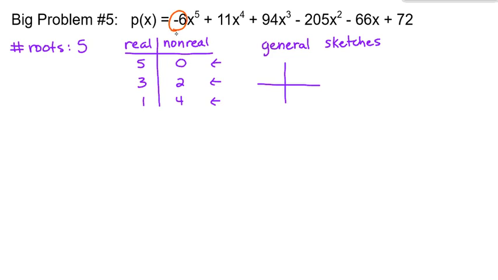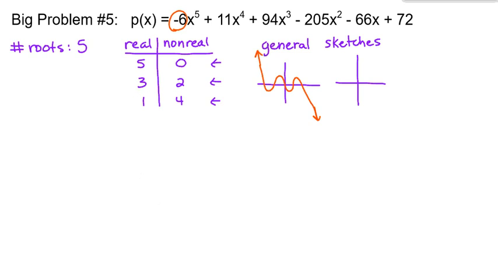And the other thing we have to take into account is the sign of the leading coefficient. Because it's negative, we have a certain kind of end behavior. Just like a line with a negative slope, we're going to have this end going up and this end going down. So we'll connect that and we'll make it go through the x-axis 5 times. 1, 2, 3, 4, 5. There we go.